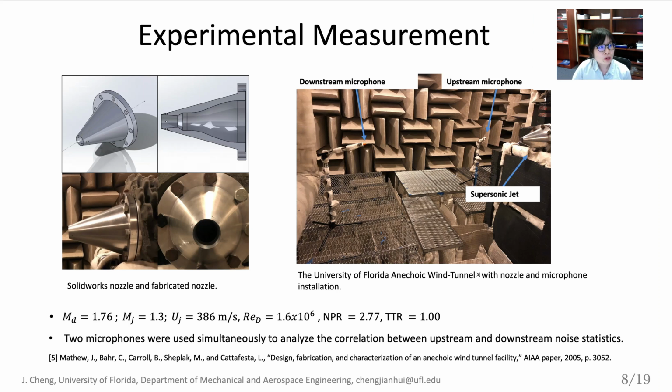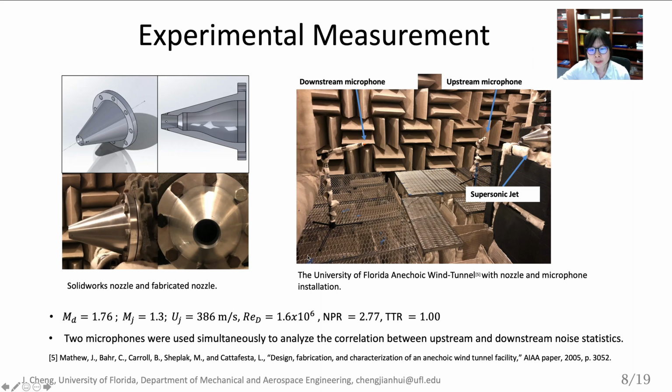In this program, a biconic nozzle with a design Mach number of 1.76 was designed by Mr. Goldschmidt and Dr. Ukeiley. The nozzle exit diameter is 2 inches. This figure is a solid model and the fabricated nozzle used for this program.